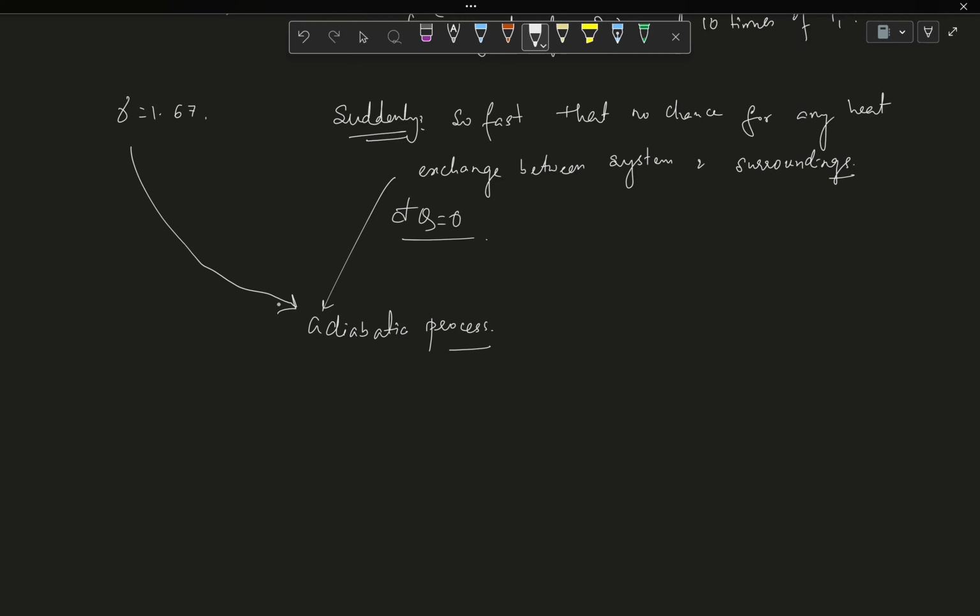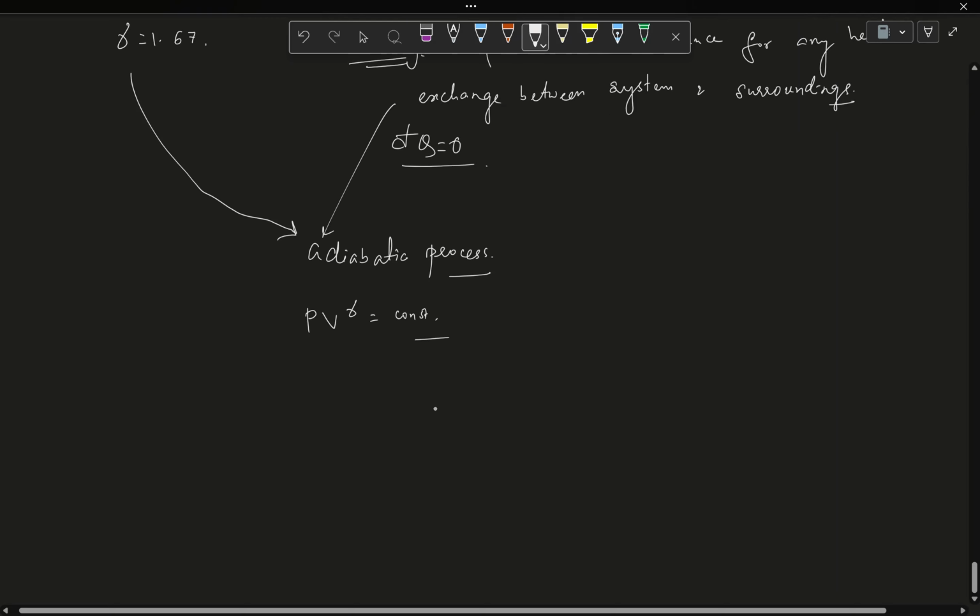And so the main rule we all know is PV to the power gamma equal to constant, right? So that is the relation between pressure and volume. But the other quantity, temperature, is also there. So like pressure and volume, you can find a relation between pressure and temperature, or you can also find a relation between temperature and volume. All these are possible just from this one equation.